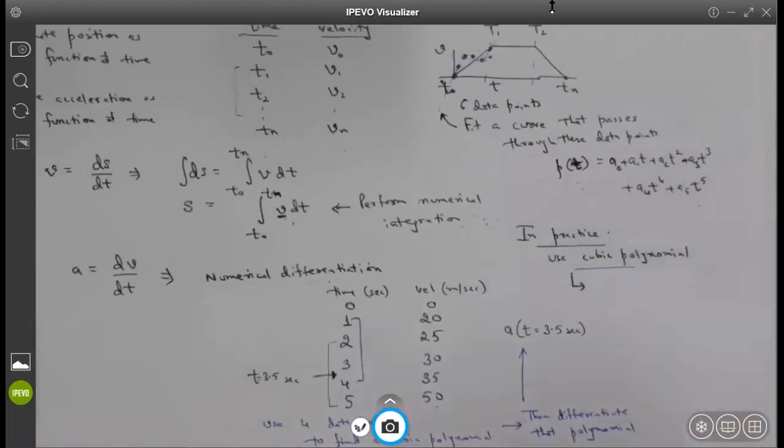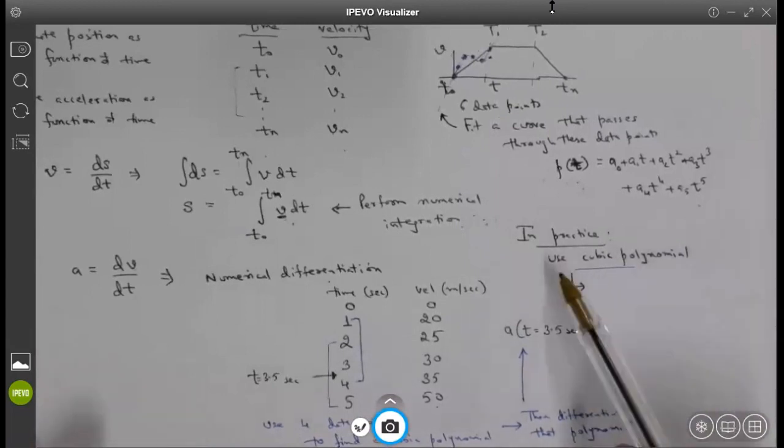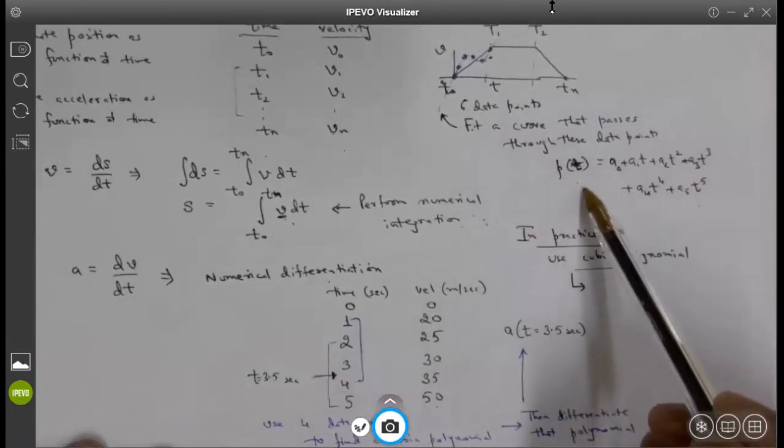And each of the approximations, again, these are all approximations, will have some error. Every method will have some error, but you have to select the best method, which gives you the least error. And as I said, in practice, the general trend is to use a cubic polynomial because it is a balance between overfitting and underfitting. So it tries to balance between the two factors.